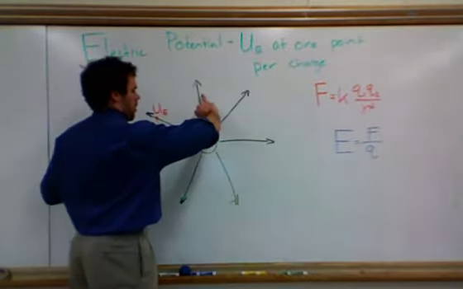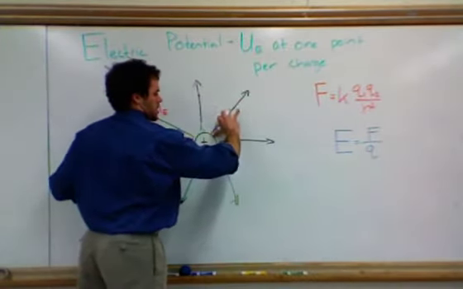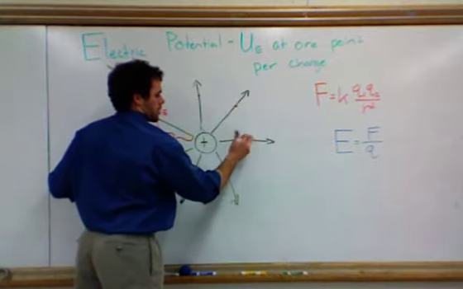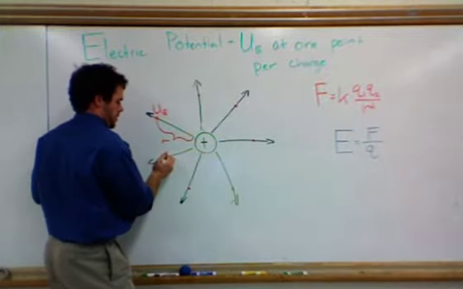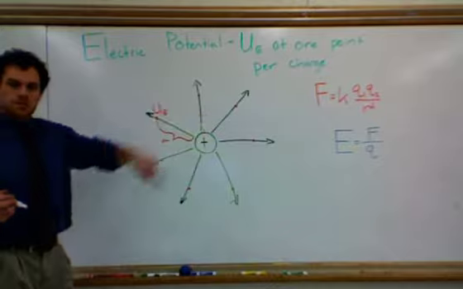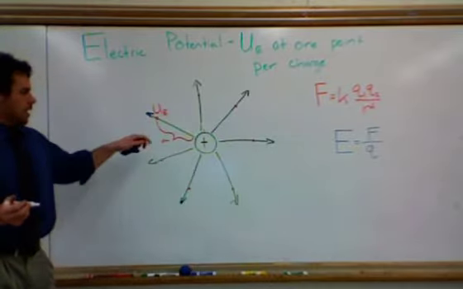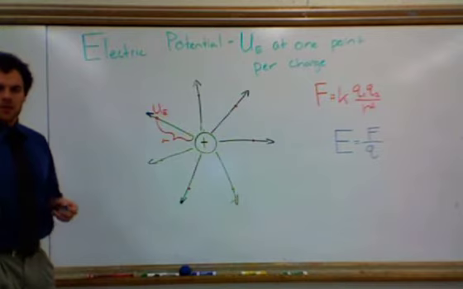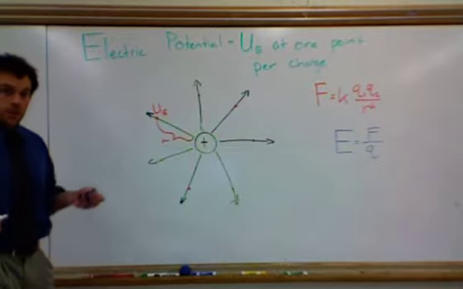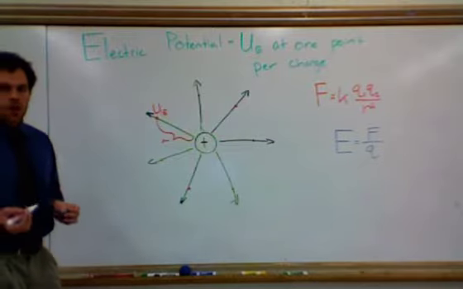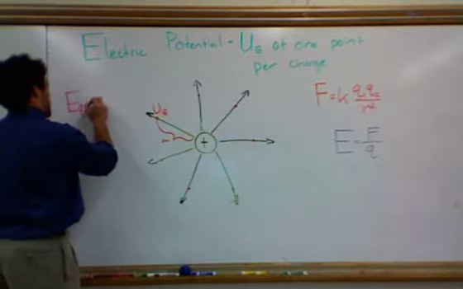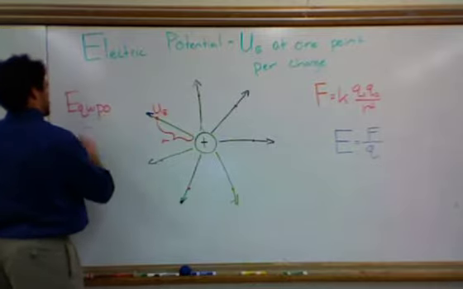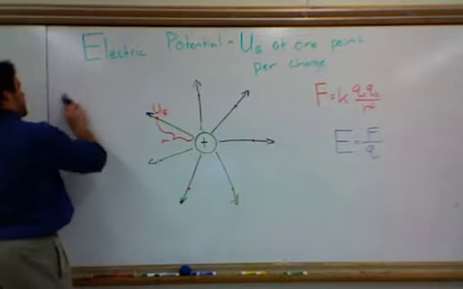So if I take this distance R, here, here, here, here, and back over there, at all of these points around the charge, there is the same amount of electric potential energy, or electric potential, at that position. This is what we'll call equipotential. I'm going to write that bigger.